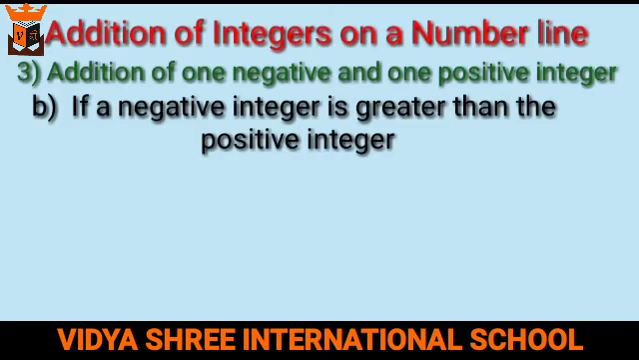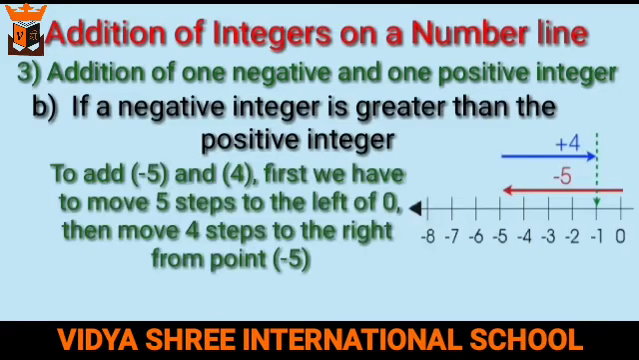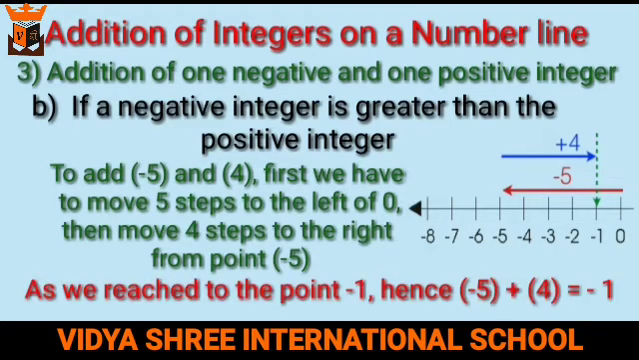In the next case, if a negative integer is greater than the positive integer, for example, to add minus 5 and 4, first we have to move 5 steps to the left of 0. Then we move 4 steps to the right from the point minus 5. As we reach the point minus 1, minus 5 plus 4 equals minus 1.